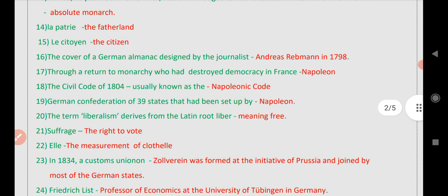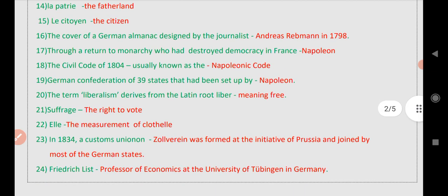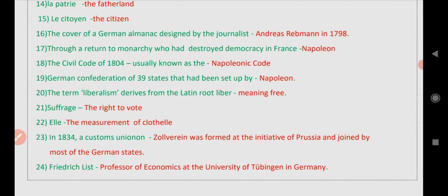La Patrie means the fatherland. Le Citoyen means the citizen. The cover of a German almanac designed by the journalist Andreas Rebmann in 1798 shows the return to monarchy by Napoleon, who had destroyed the democracy in France. The Civil Code of 1804, usually known as the Napoleonic Code.